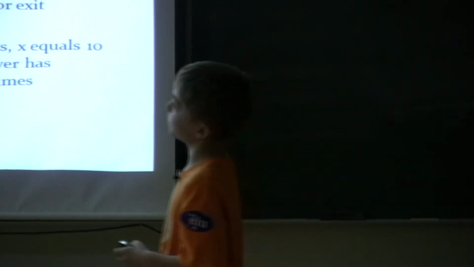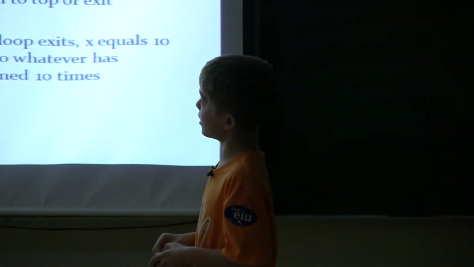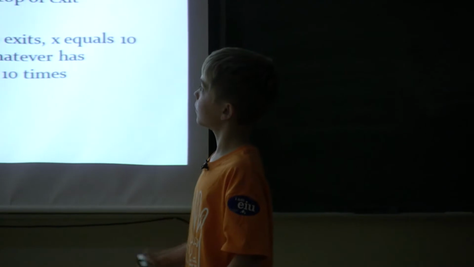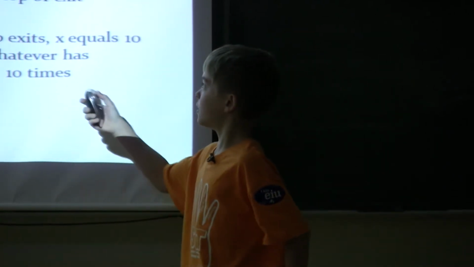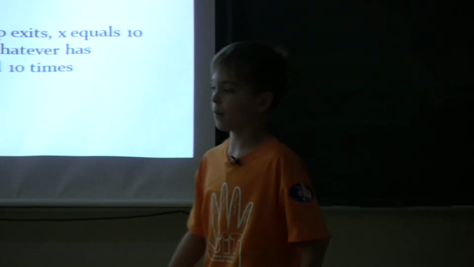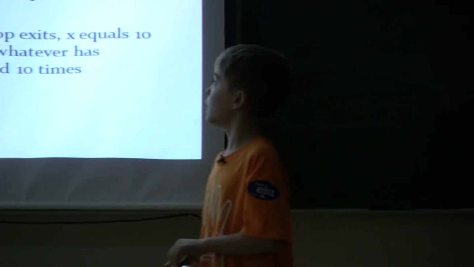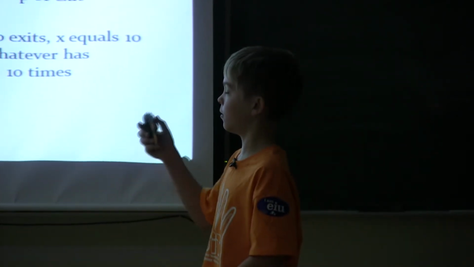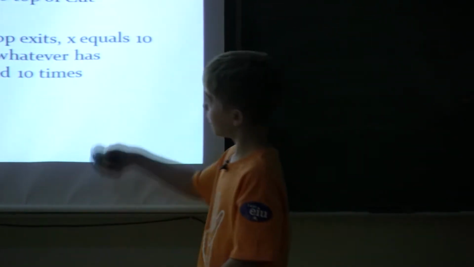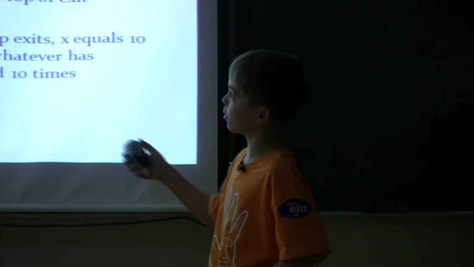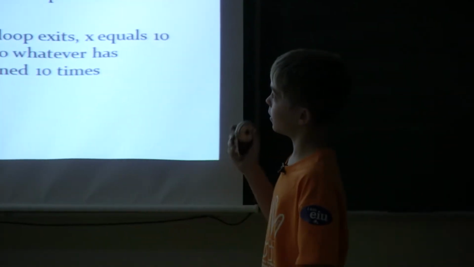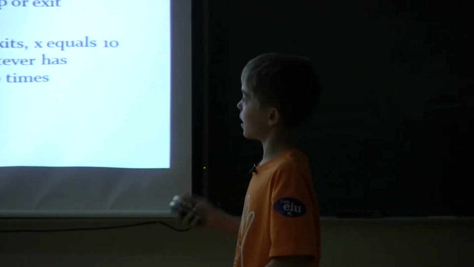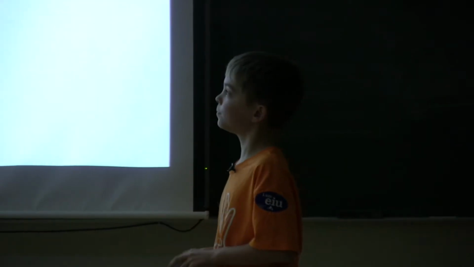So an example of a loop, so for right now the variable x equals 1. It's going to come down to the loop. It says loop again until x equals 10. It says do whatever. Since it says do whatever, that means it's going to do whatever you tell it to do. Now it says x equals x plus 1. That's taking the variable x and adding 1 to it, and it returns to the top or exits. It goes to the top, and it doesn't equal 10 yet, so it's going to keep doing that until it equals 10. And then once the loop exits, x equals 10, and do whatever has happened 10 times.